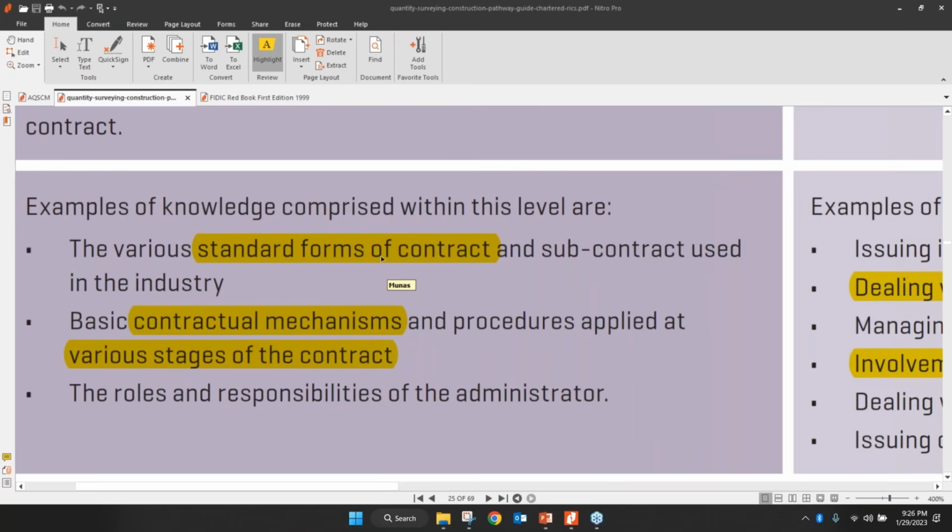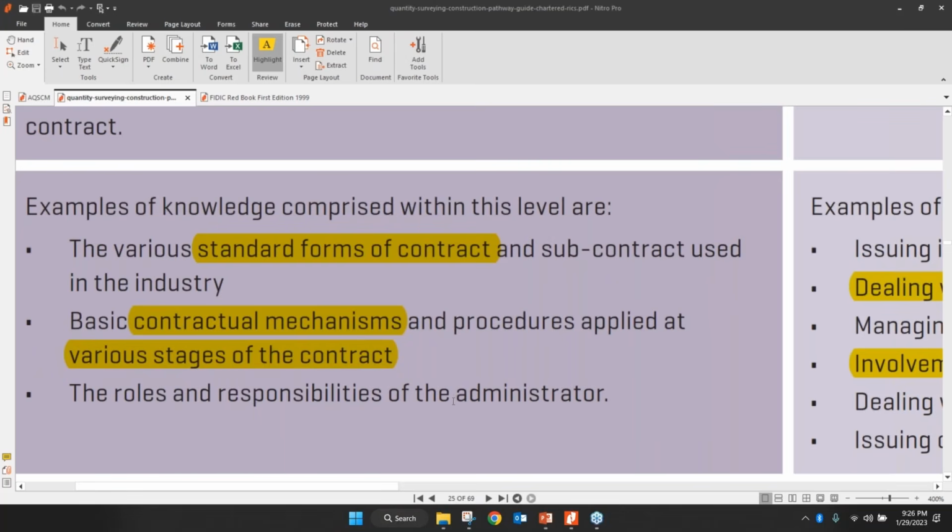Is it possible for you by nature? No, it is nowhere written. Contractual mechanism: how to do the payment for the lump sum, how to do the payment for the remeasure contract. Is it the same? No. Why? In the lump sum contract, you are not going to remeasure the work. You are going to be paid the whole amount you have quoted. But under the remeasure contract, every time you have to remeasure the work.